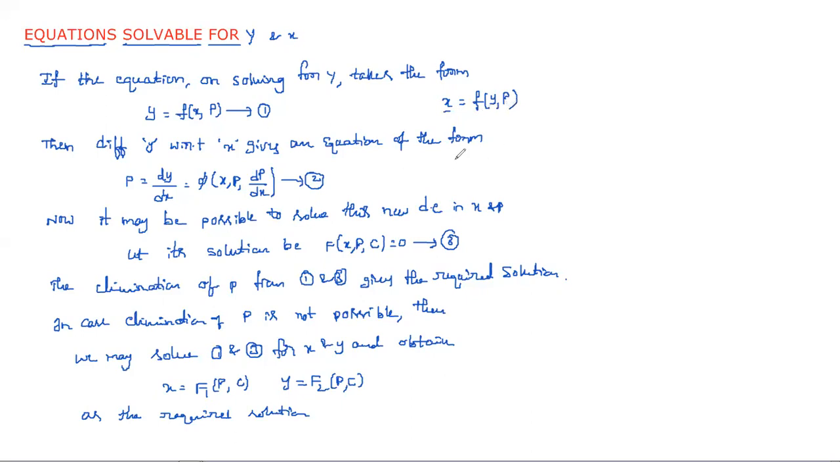After that, you need to apply the derivative with respect to y. It means dx by dy equals phi of y, p and dp by dy. Here dx by dy is nothing but 1 by p. Already we said this when we discussed solvable for p: dy by dx is nothing but p, and dx by dy is nothing but 1 by p. If we find the solution of this equation, if it is possible, then you get it as f of y, p, c is equal to 0.